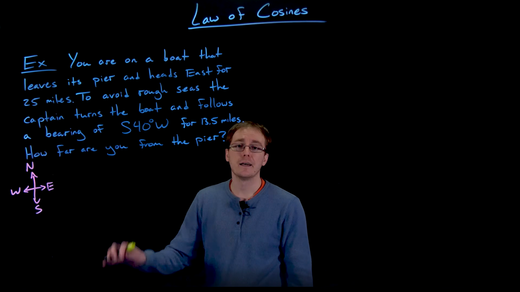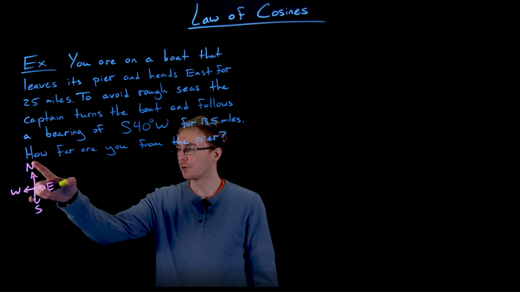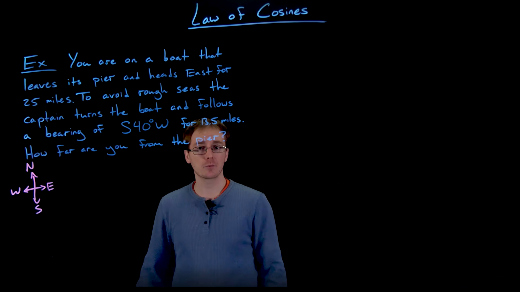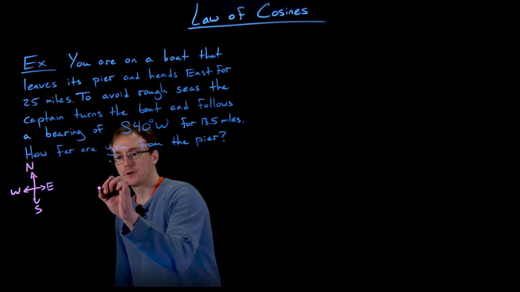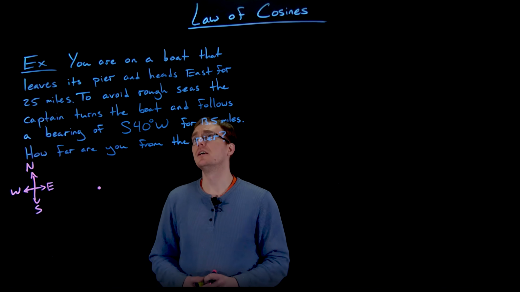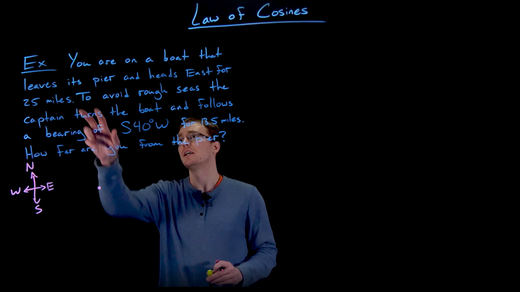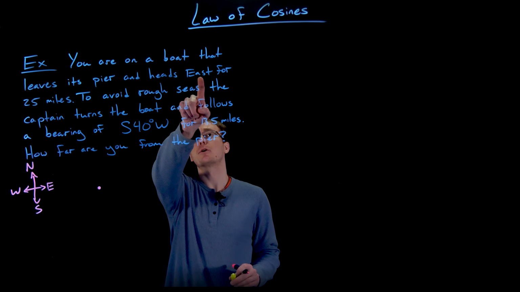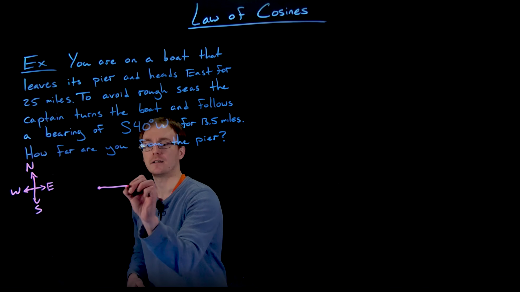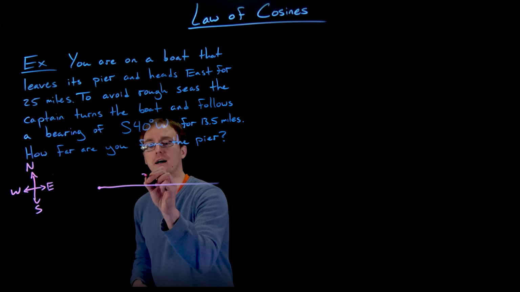With this information, we want to figure out how far we are from the pier. So let's go ahead and get our own bearings set up. North is up, east is to the right, west is to the left, and south is downward when we're drawing our picture. Let's let this be our starting point, maybe when the boat is at the pier. The first thing the boat does is leave the pier and head perfectly east for 25 miles, so we're heading off to the right for 25 miles.